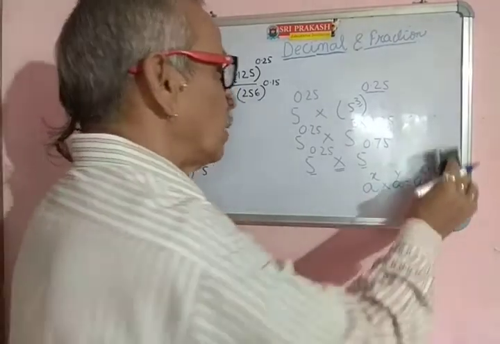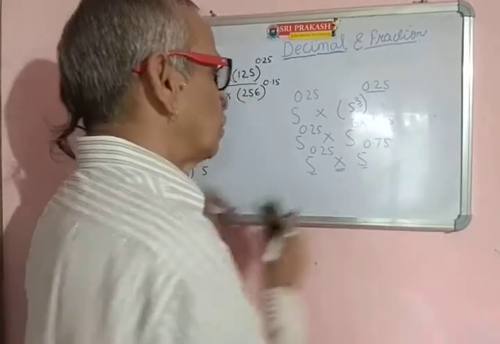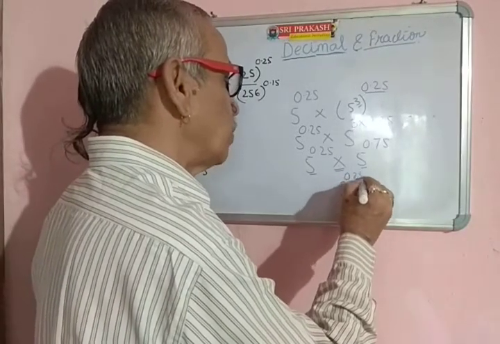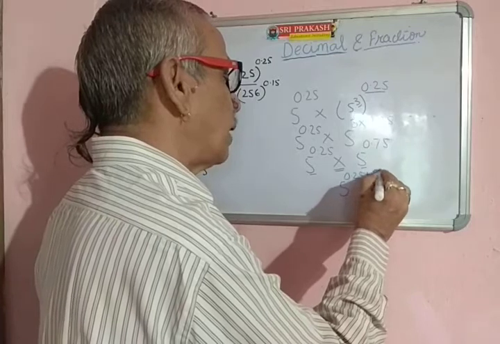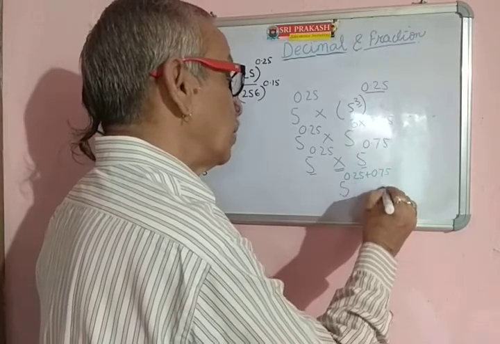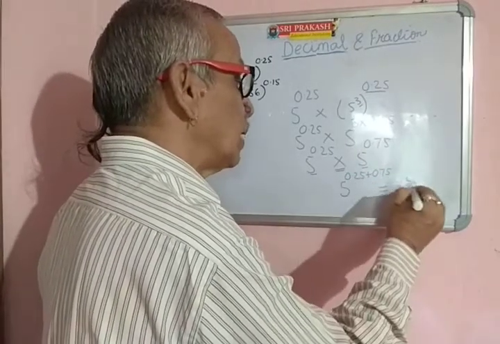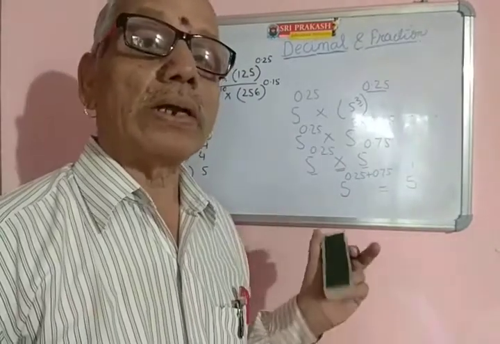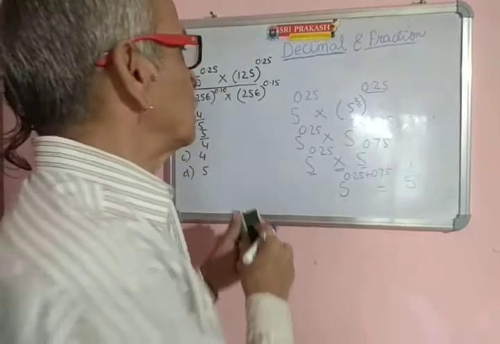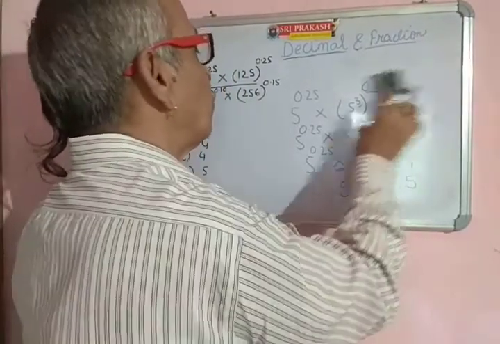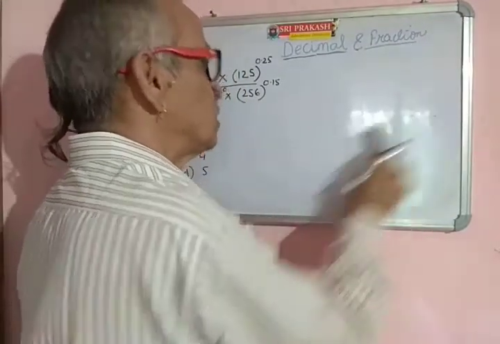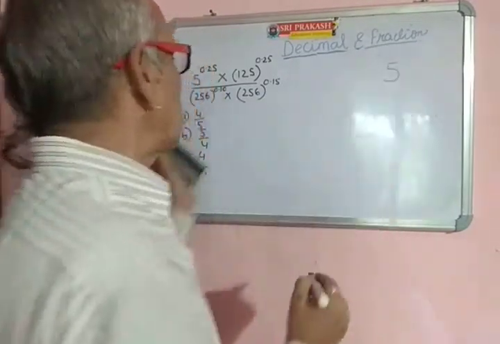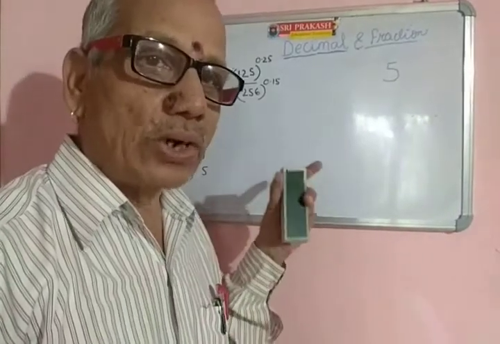So here you have 5 to the power of 0.25 plus 0.75. If you add these two, what you get? 5 to the power of 1. 5 to the power of 1 is nothing but 5. So what we do? We keep 5 here. That means we simplified what? The numerator. Now let us simplify the denominator.